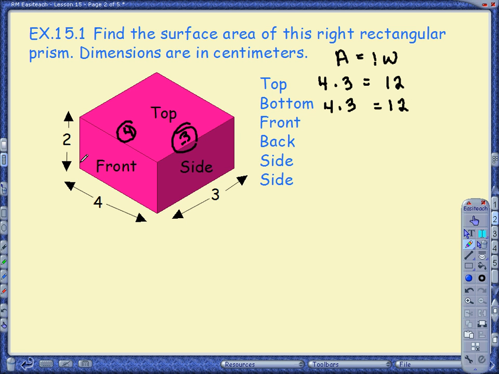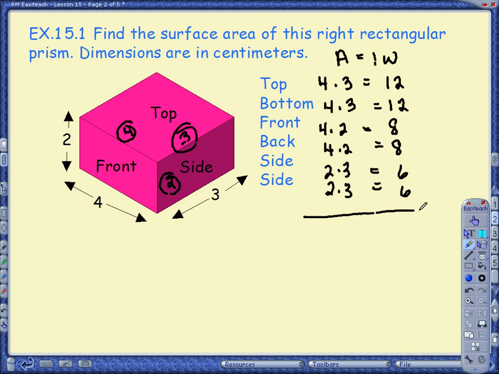Likewise, the front does have the two dimensions, 2 and 4. 4 is the length, 2 is the width. So I'm going to do 4 times 2, which equals 8. And the back is exactly like the front, and that also would equal 8. For the two sides, again, opposite sides in a rectangle are equal. That's 2, so I'm going to have 2 times 3 and 2 times 3. Both sides are exactly alike. The rectangles that form the sides have an area of 6.